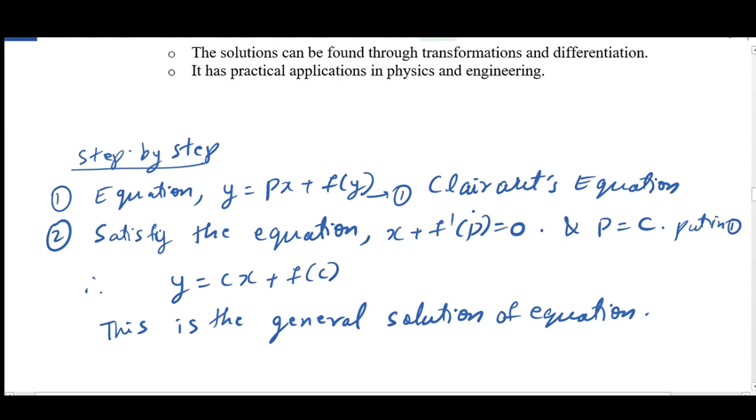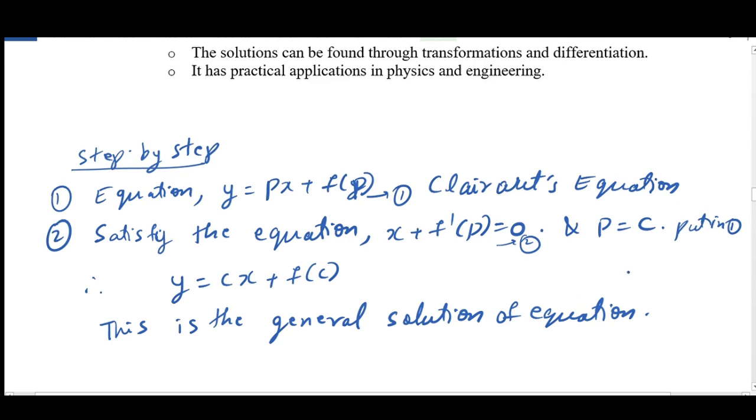Every time you find that this is Clairaut's equation, you have to compare it with the general equation and find what f of y is. So identify f of y, then we are going to find f dash of p, and substitute the p value we find from equation 2. We'll find p, substitute it in this equation and simplify, so that will become the general equation.